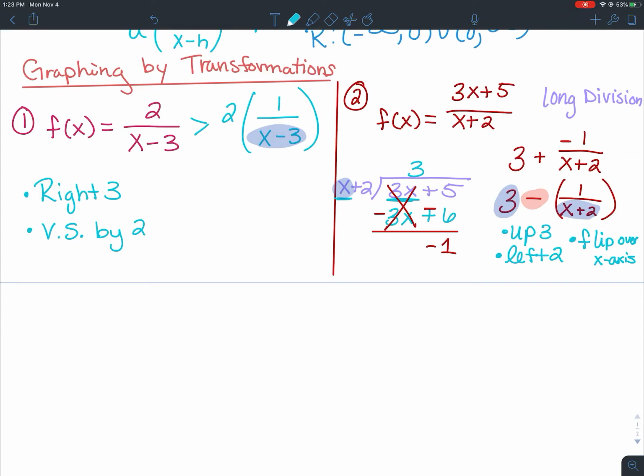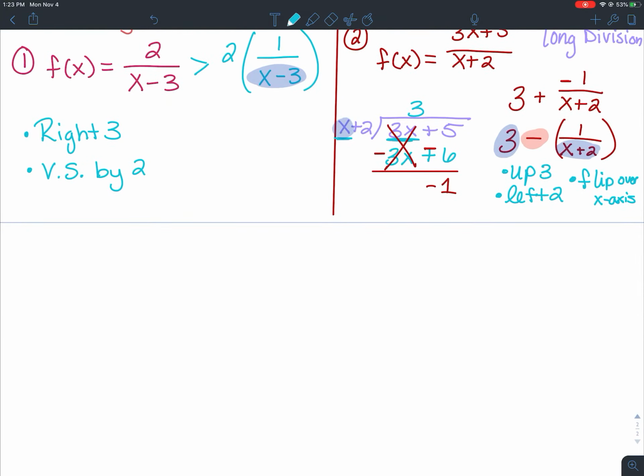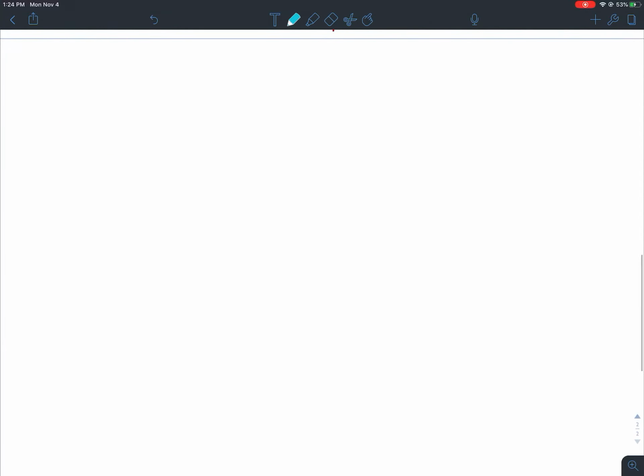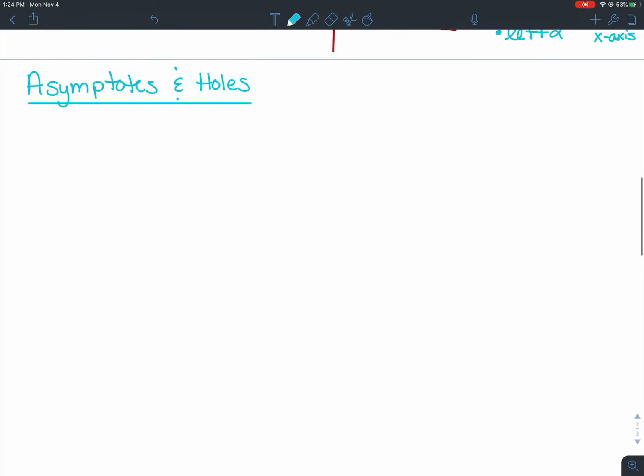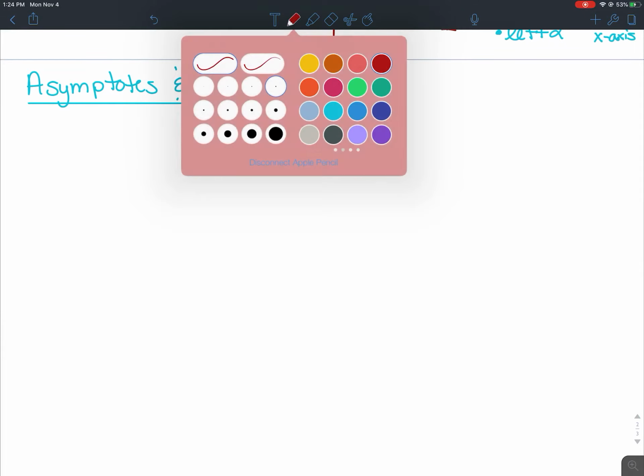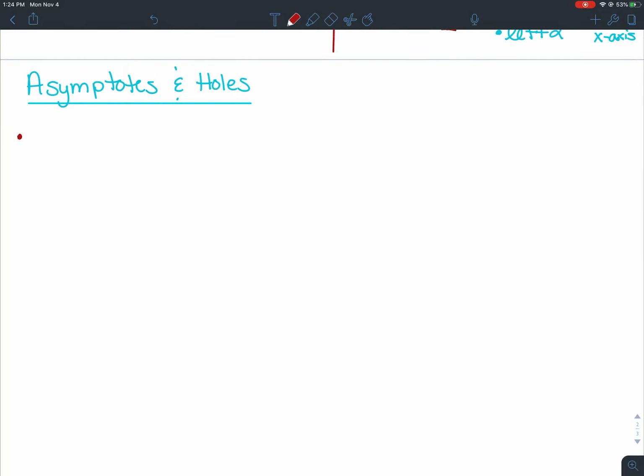All right. Let's keep this train rolling. So asymptotes and holes. And then we'll go back to that word graphing that we kind of skipped over. So this right here is what causes issues in my rational function. So we're going to start off with some definitions. A lot of writing today.